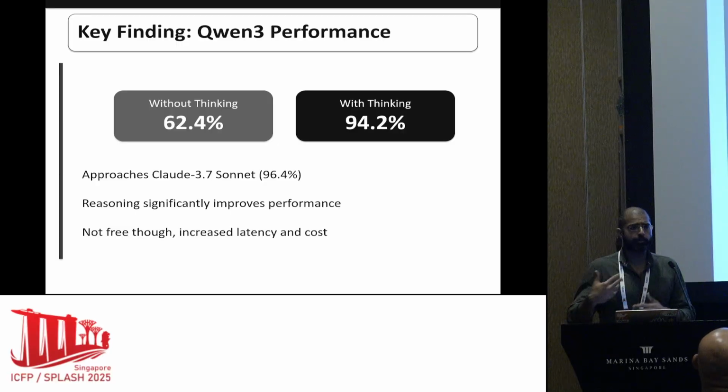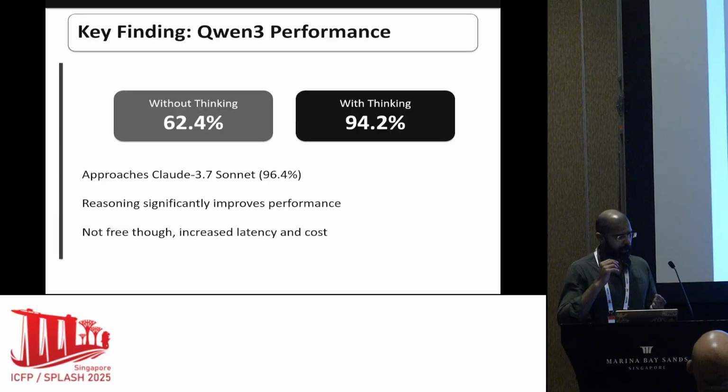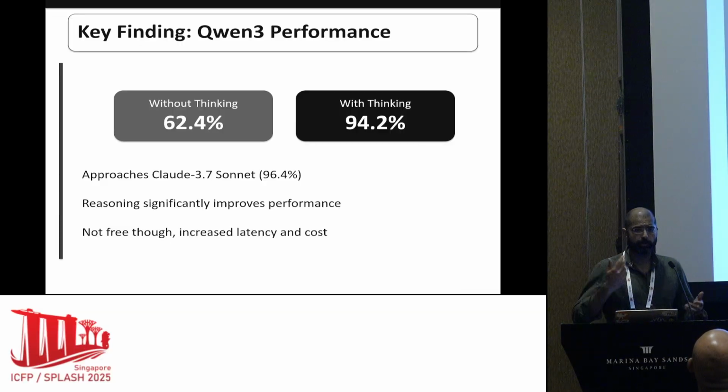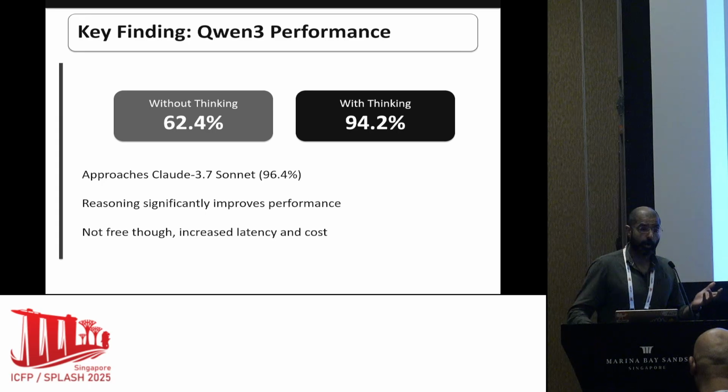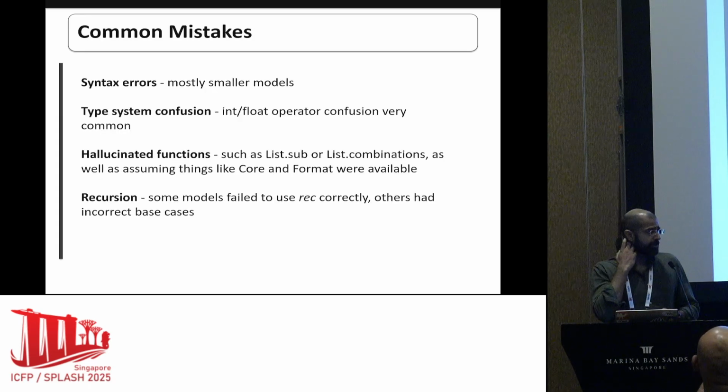Reasoning significantly improved performance, but it's not free. It comes with costs. It increased latency because you're generating all these reasoning tokens, and that generation means it's more expensive to run. But that's an example of where we had a use case, and we came up with our own benchmarks to establish how well models performed, and then we looked at what the deficiencies were.